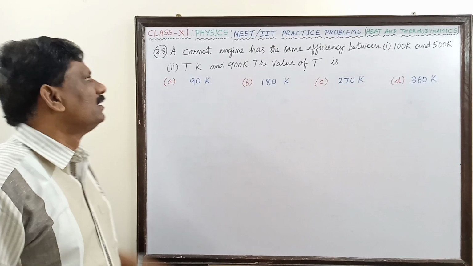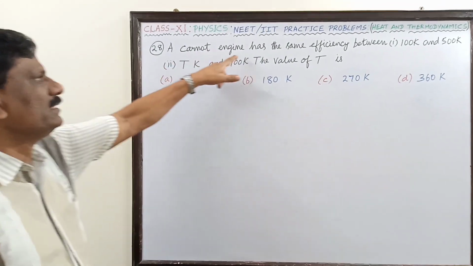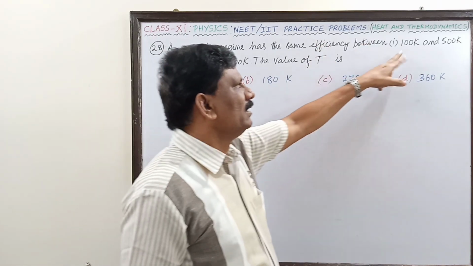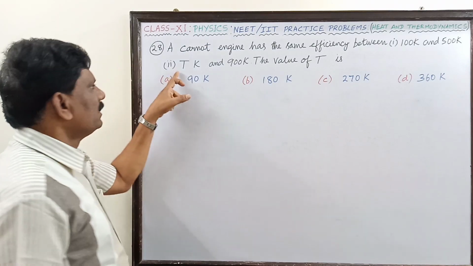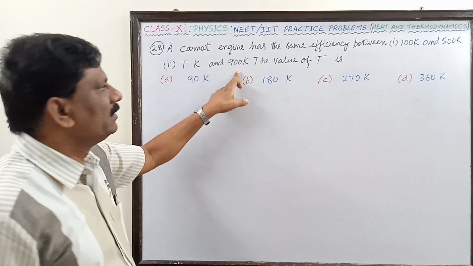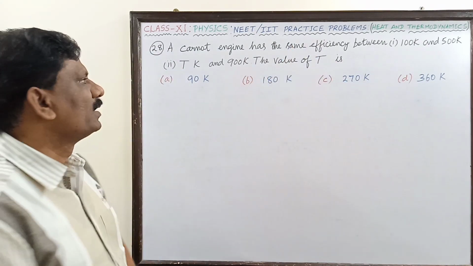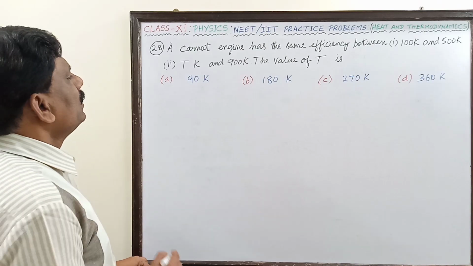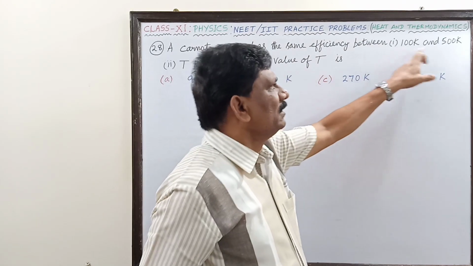Hi students, MCQ number 28. A Carnot engine has the same efficiency between 100K and 500K, and between TK and 900K. So the value of T has to be determined. Now we can take the first case.